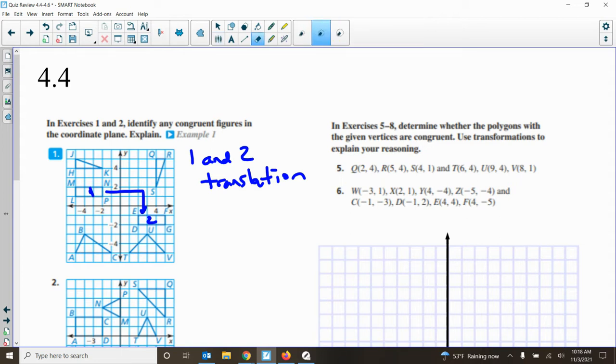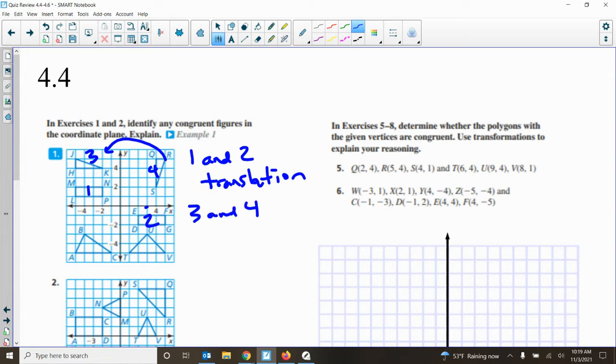Let's see what other shapes are congruent. I'll leave the 1 and 2 there, probably for good measure. And it looks like 3 and 4 are probably congruent as well. And it looks like if we wanted to rotate QRS 90 degrees counterclockwise, that we'd probably get there.